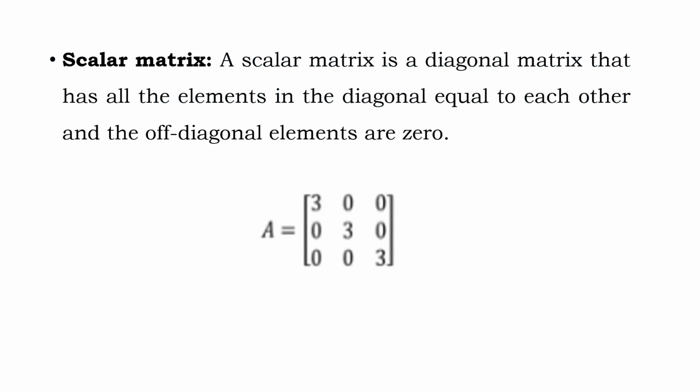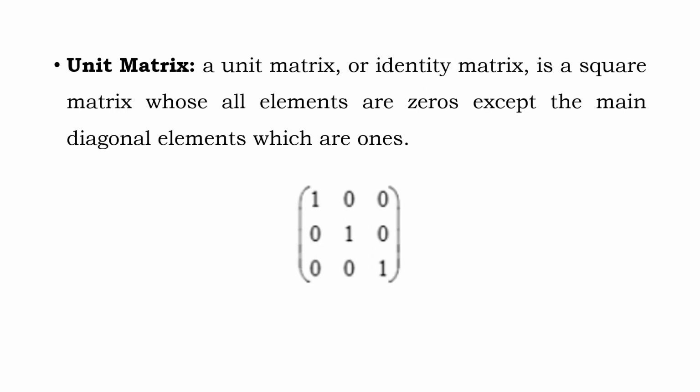Scalar matrix. A scalar matrix is a diagonal matrix that has all the elements in the diagonal equal to each other and the off-diagonal elements are 0. Here, we have considered the number 3. So, the numbers in the diagonal are all 3. If it is 1, then we call it a unit matrix or identity matrix.